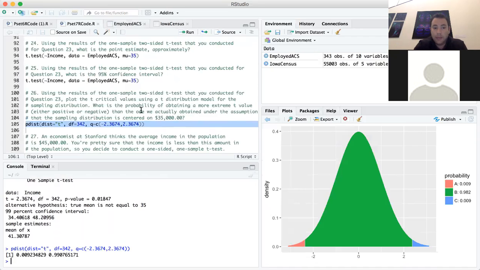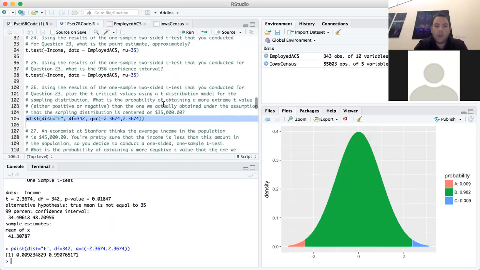So in order to come up with the answer to this question, the probability of obtaining a more extreme t-value, either positive or negative, than the one we actually obtained, we would take this 0.009, multiply it by 2, and come up with our p-value of 0.01847.